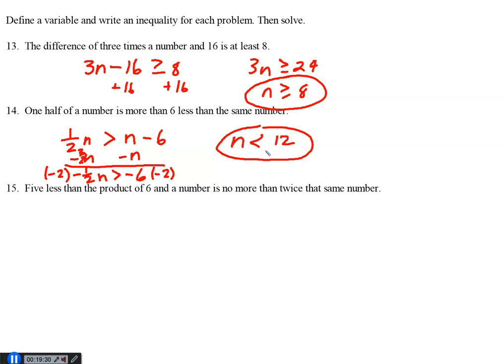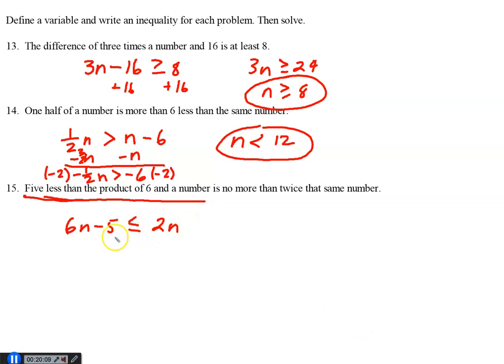All right, very good. 5 less than the product of 6 and a number. All right, so let's write that part first. 5 less than means subtraction. The product of 6 and a number minus 5, basically takes care of this, is no more than twice the same number. So how do we represent is no more than? So this is kind of the counterpart to at least. Is no more than would be another way of saying less than or equal to, twice the same number.